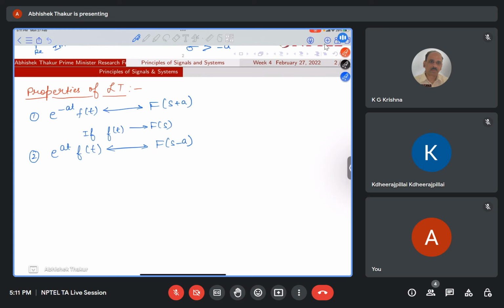And there is one more property. Let's suppose we are delaying the signal, f(t minus t naught), and then we take the Laplace transform. In that case it will simply be e to the power minus s t naught into F(s).